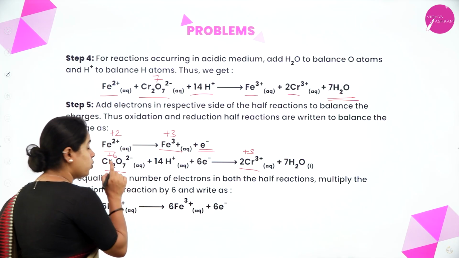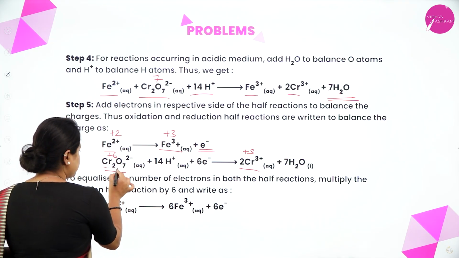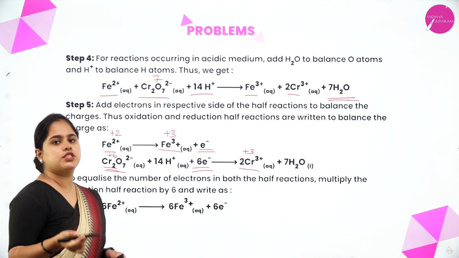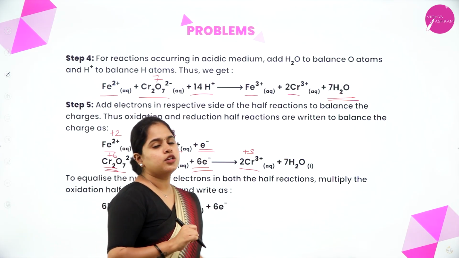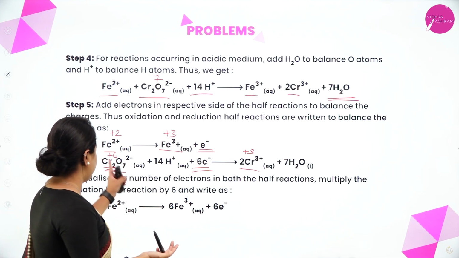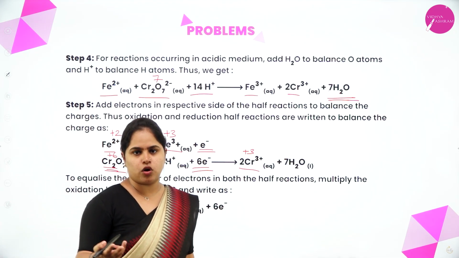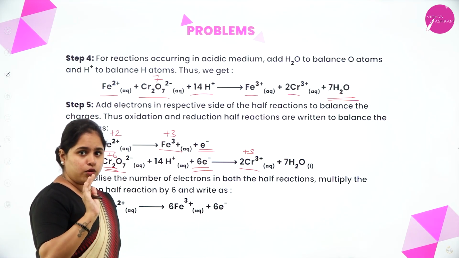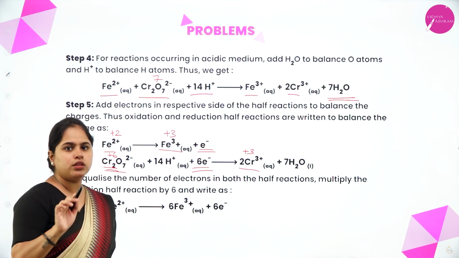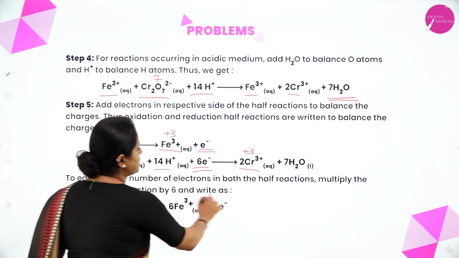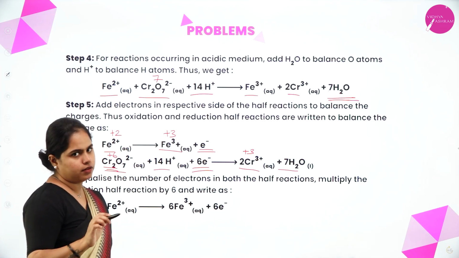But that is for 1 atom of chromium, and you have 2 atoms of chromium here. So that is 6 electrons being accepted, so that you get 2Cr3+. So it will be 3 into 2. It is plus 6 to plus 3, that means 3 electrons are being accepted for 1 atom of chromium, but you have 2 here. So that is 3 into 2, which is 6 electrons. So 14H+ and 7H2O, we have already balanced, right?